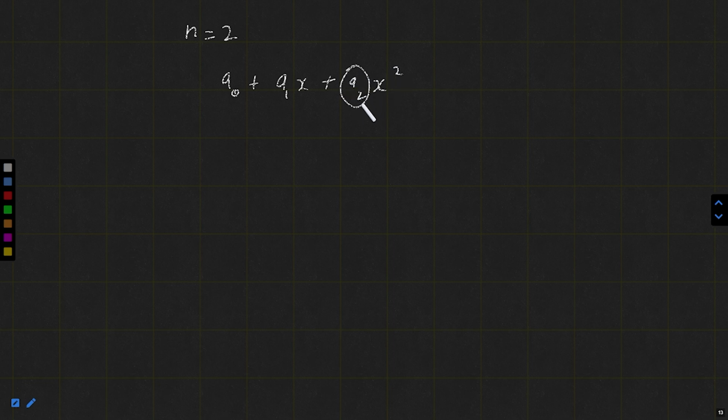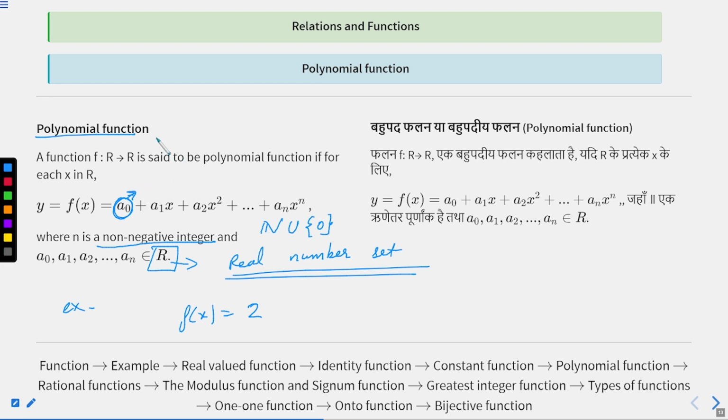Obviously, we are taking a2 non-zero over here. If a2 is 0, then it will become what? Just a linear function. Okay. So it is now a quadratic type of expression and so on. I hope now that you don't get confused with that.